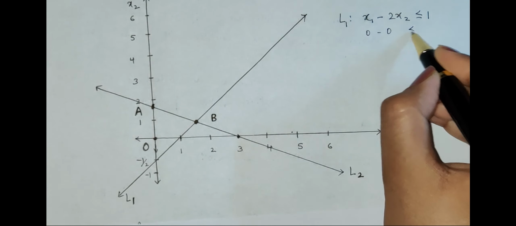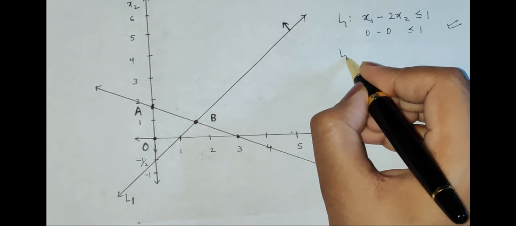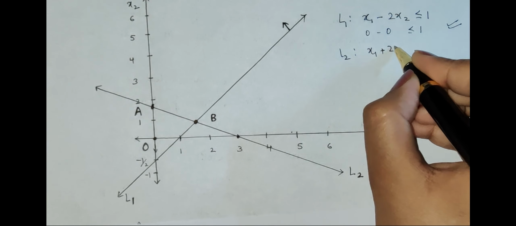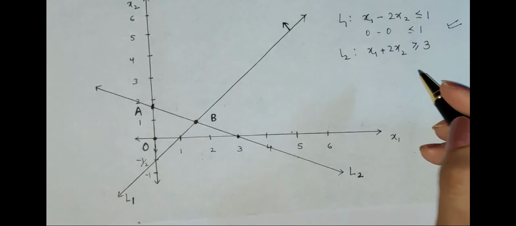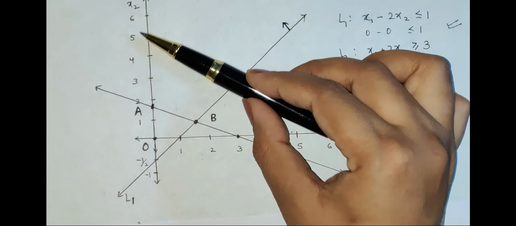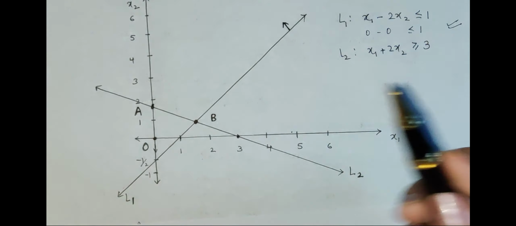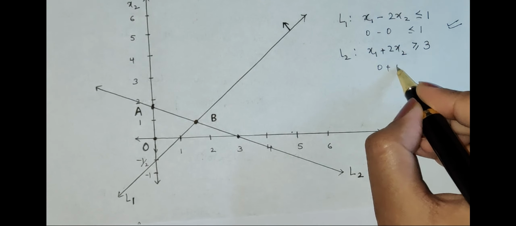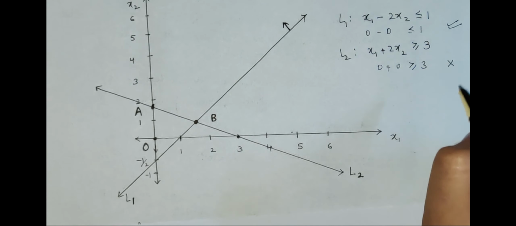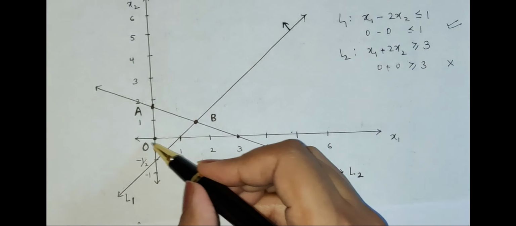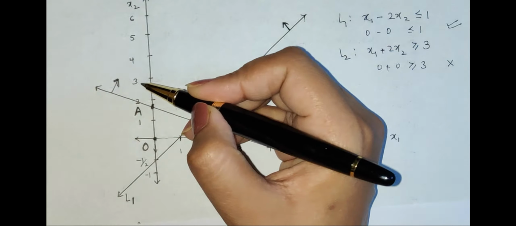Next, in a similar manner, L2. For L2 we have x1 plus 2x2 greater than or equal to 3. Again let us look at the problem. This is my line L2 and again it divides the plane into two parts, below the line and above the line. Below the line there exists the origin, so let us try to put it in. 0 plus 0 is greater than or equal to 3, which is not true. So this region containing the origin does not satisfy the given inequality. That's why this is not the feasible region. The feasible region is above the line L2.